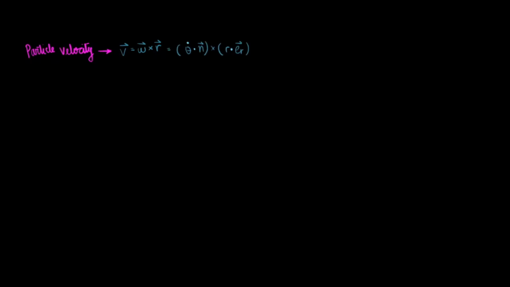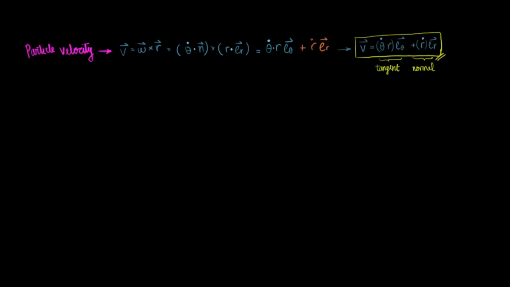We know that v equals omega cross r. Let's replace these two variables. Omega can be written as theta dot n, and r can be written as r er. This cross will equal theta dot times r in the orthogonal direction, which is e theta. Now, the component along er should only be r dot. This gives us the particle velocity. V equals theta dot r e theta plus r dot er. The first term is the tangent velocity, while the second term is a normal velocity.